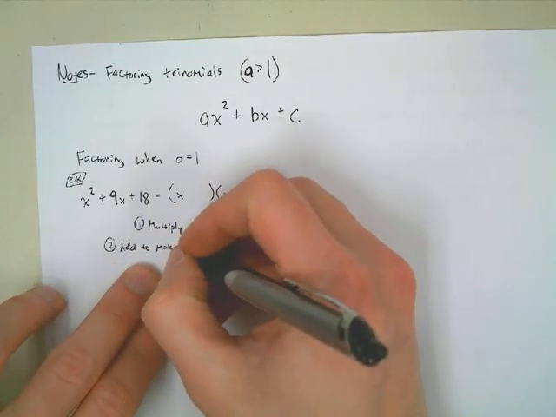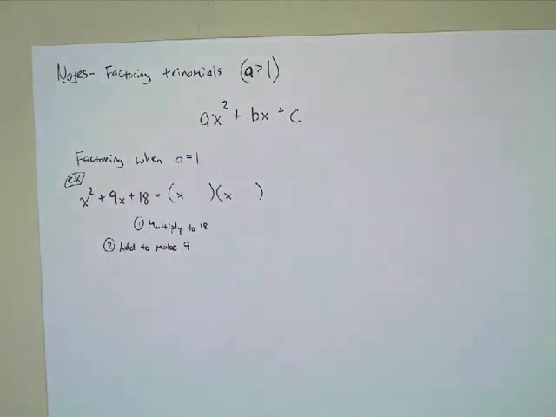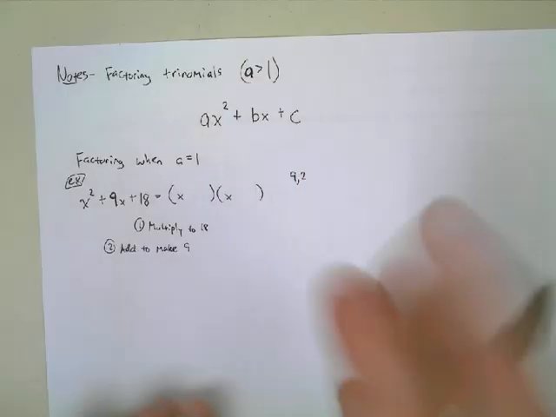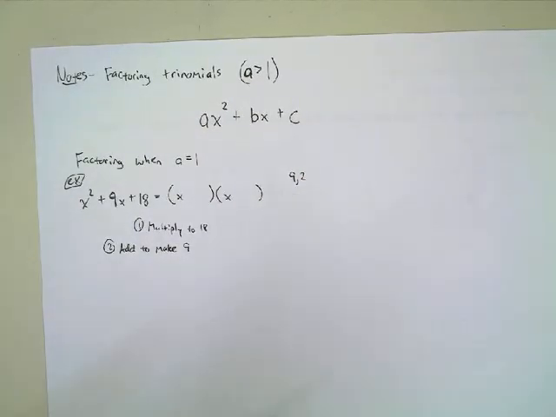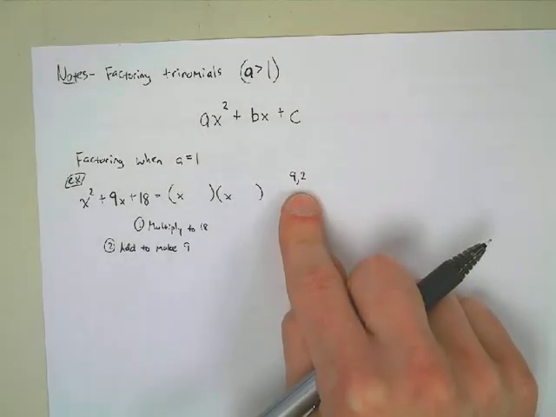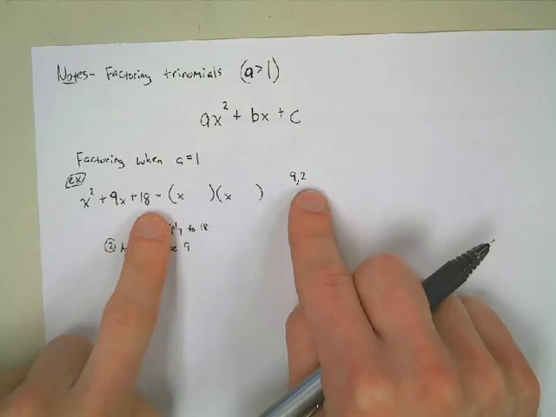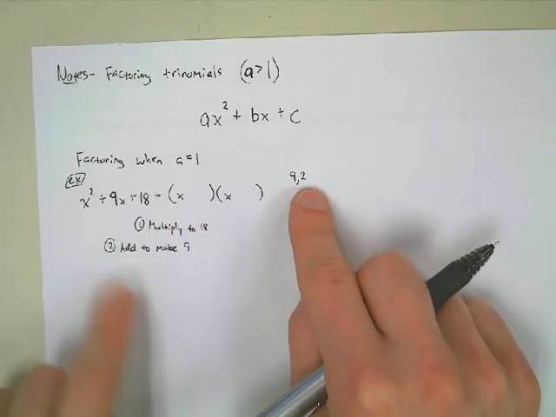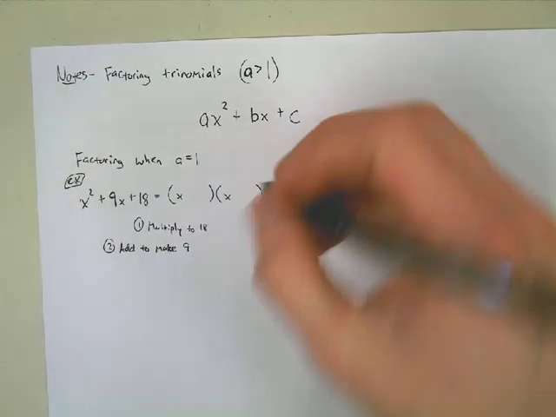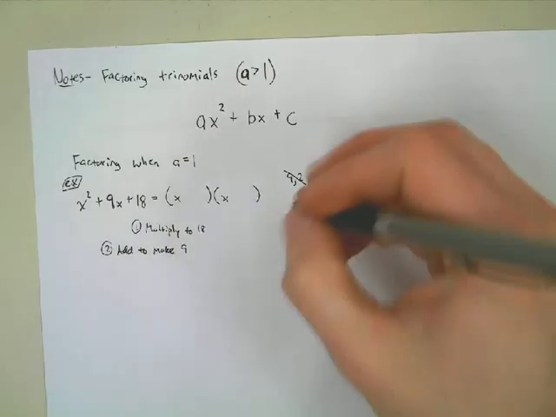Taylor, can you give me two numbers that multiply to make 18? 9 and 2. All right, this is just a little side work that I'm doing here. Taylor, are these the two numbers that we want? 9 times 2 is 18, but remember 9 and 2 also need to add to make 9. Is 9 plus 2 equal to 9? No, so that can't be it.